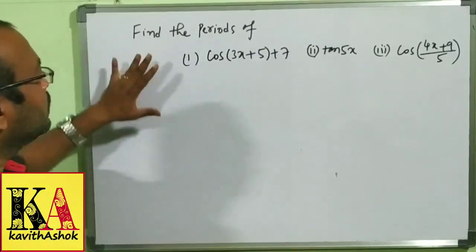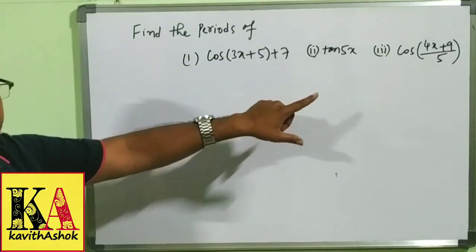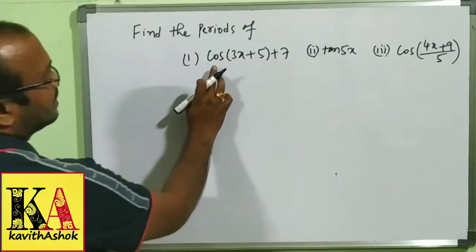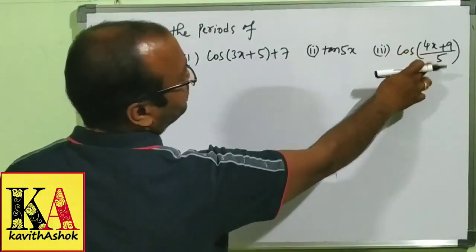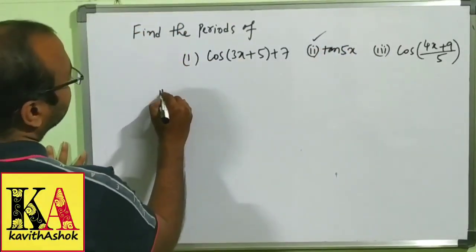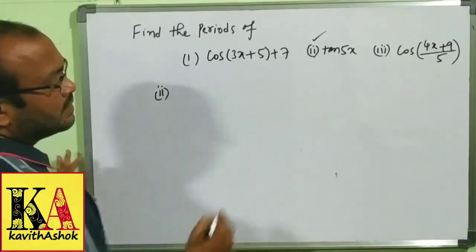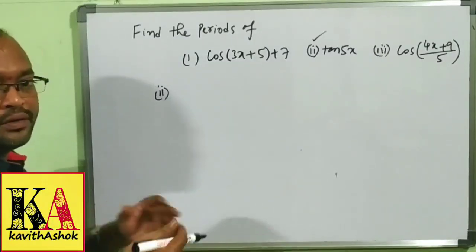Some questions are given, we have to find out the periods of those functions. First, cos of 3x plus 5 plus 7, tan 5x, cos 4x plus 9 by 5. First we will solve the second question. We already know sine function, cos function and tan function are all periodic functions. We just have to find out the period.